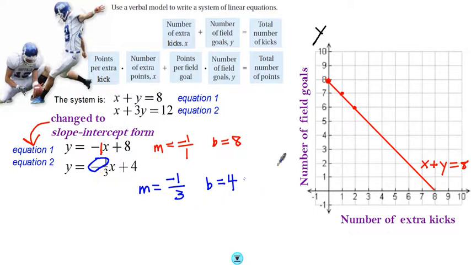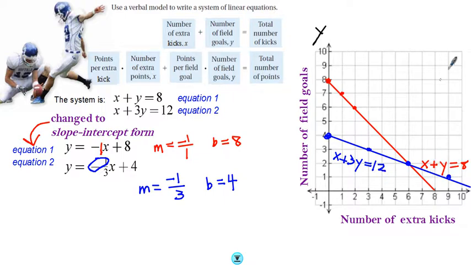This time, the slope-intercept, b is 4. And then the slope is -1/3, so down 1 and right 3. Let's go down 1 and right 3, 1, 2, 3. Down 1, right 3. Down 1, right 3. And here are my two lines on the graph.